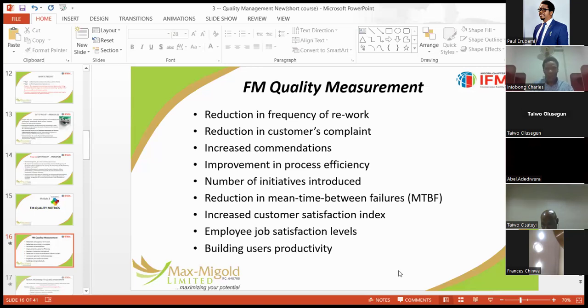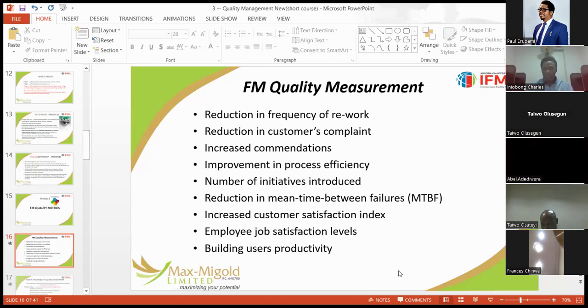So as an FM, you also want to show at the end of every quarter what initiative you brought in. For example, you have your fluorescent bulb everywhere consuming energy. You can go to management and say, fine, we can start using energy bulbs at some location to cut down on our energy consumption. That's initiative. There are many initiatives you can bring on board.